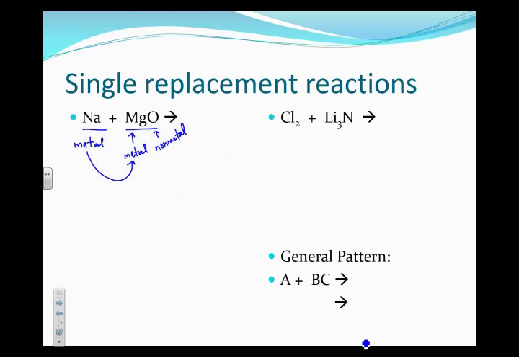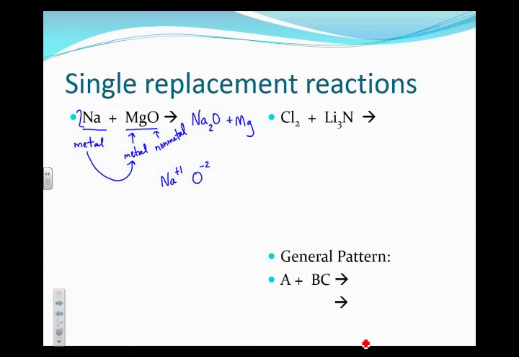Now, when sodium comes in and bumps out magnesium, it's going to form a compound of sodium and oxygen. We know that sodium has a charge of +1, while oxygen has a charge of -2. So my new compound formed from sodium and oxygen, sodium oxide, will be Na2O. And I bumped out the magnesium, so it will be hanging out by itself. Then my last step will be to go back and balance my chemical reaction.